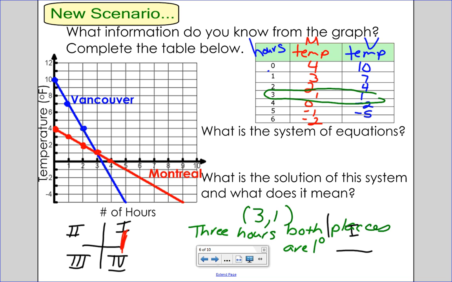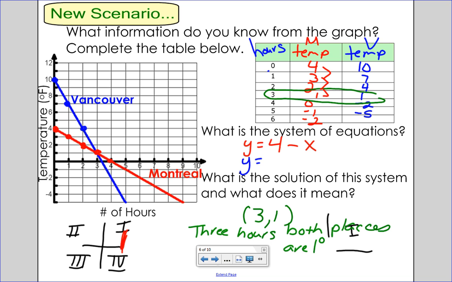Now, what if we needed to write the equations? Because it says, what is the system of equations? So when it's talking about systems, we need to write it. I'm going to start with Montreal. Y equals. What's the y-intercept? Let's start with that first. The y-intercept is 4. And it's decreasing, so I'm going to subtract. How's it changing? It's going down by 1. So 1x or just x.